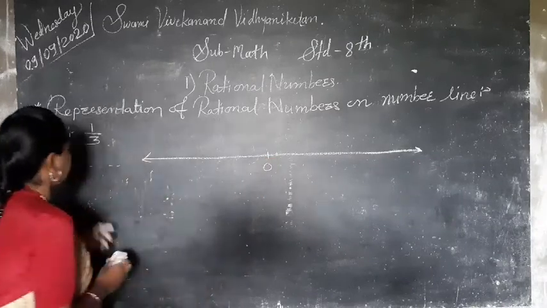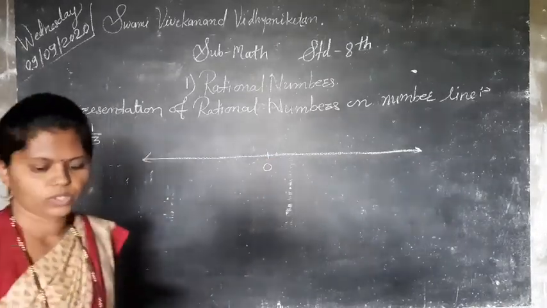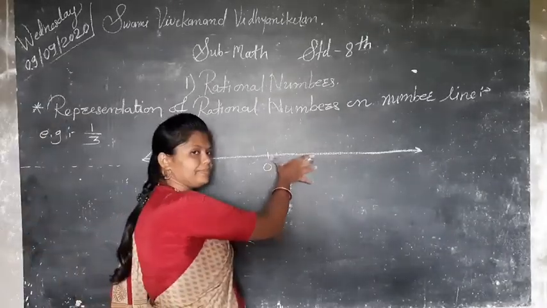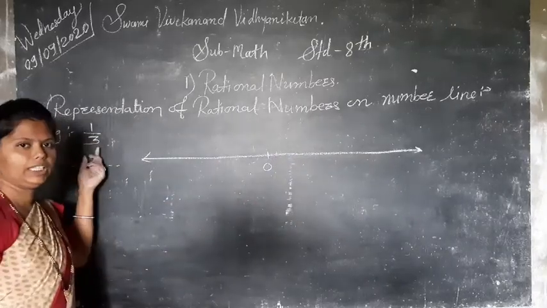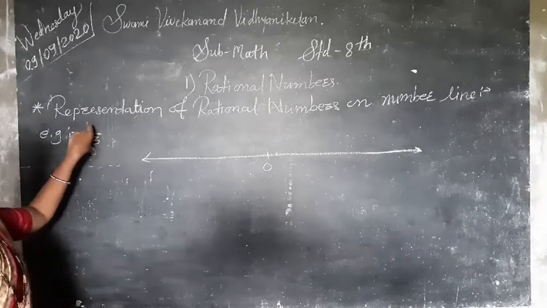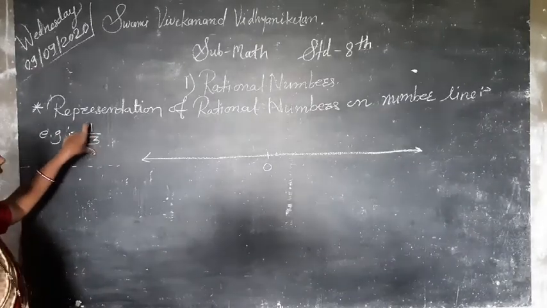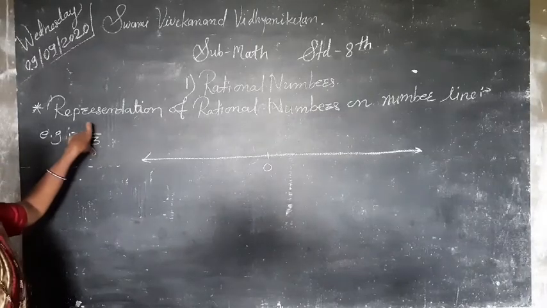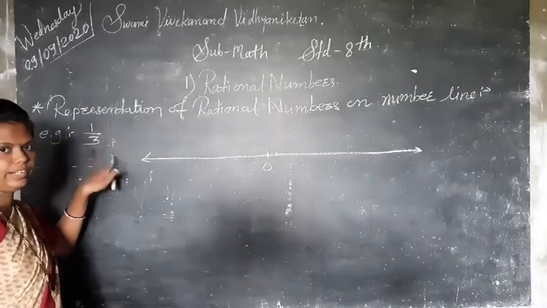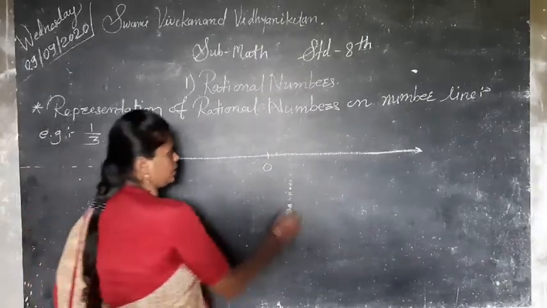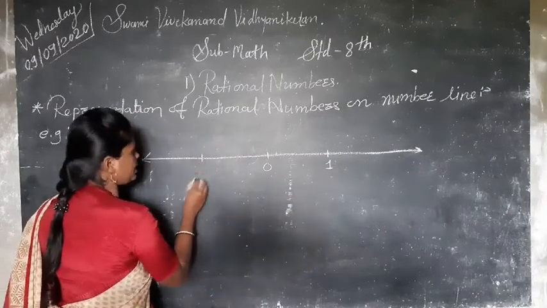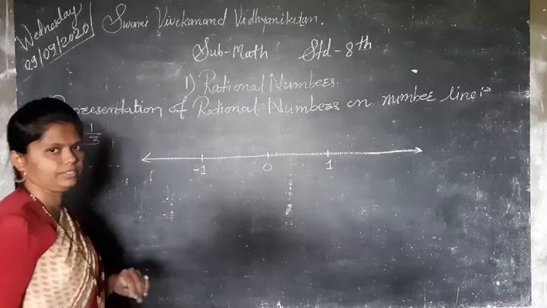And now you have to represent 1/3. First of all, you have to give some space, because 1/3 is a rational number that lies between 0 and 1. In short, you get an idea between which two numbers the number lies. So 1/3 lies between 0 and 1. Here you have to mark 1, and exactly on the opposite side you have to mark -1.